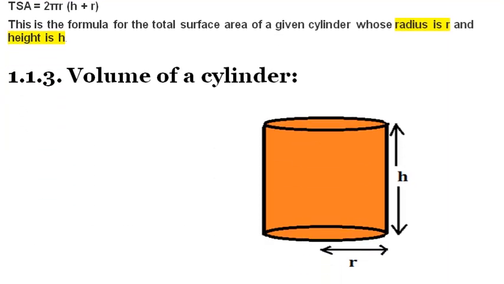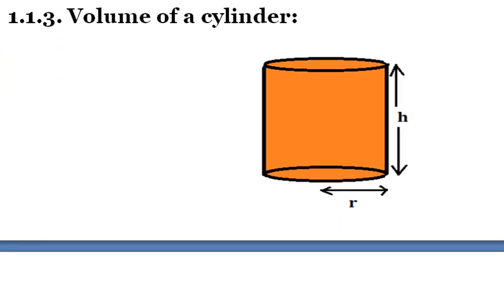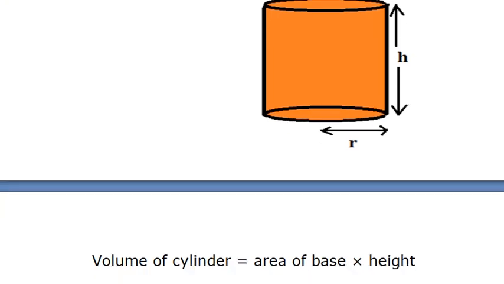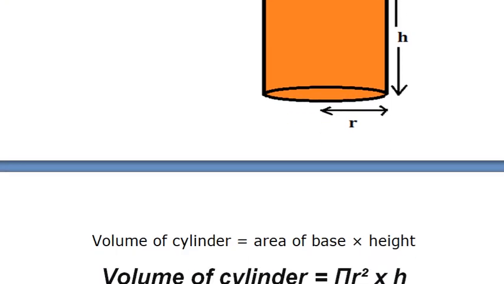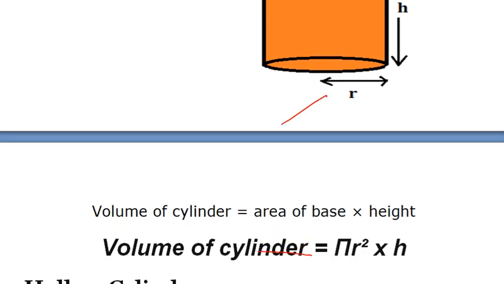Now the next one is volume, that means the capacity of this cylinder. Volume is a very easy formula. The volume of a cylinder is area of base into height. The area of base means the circular face, so pi r square, and the height is h. So the volume of a cylinder is pi r square h. Clear?